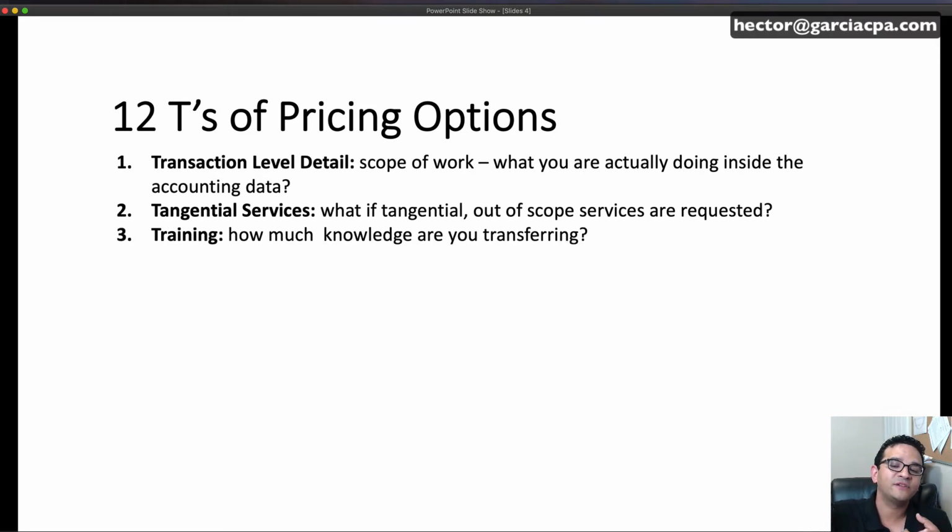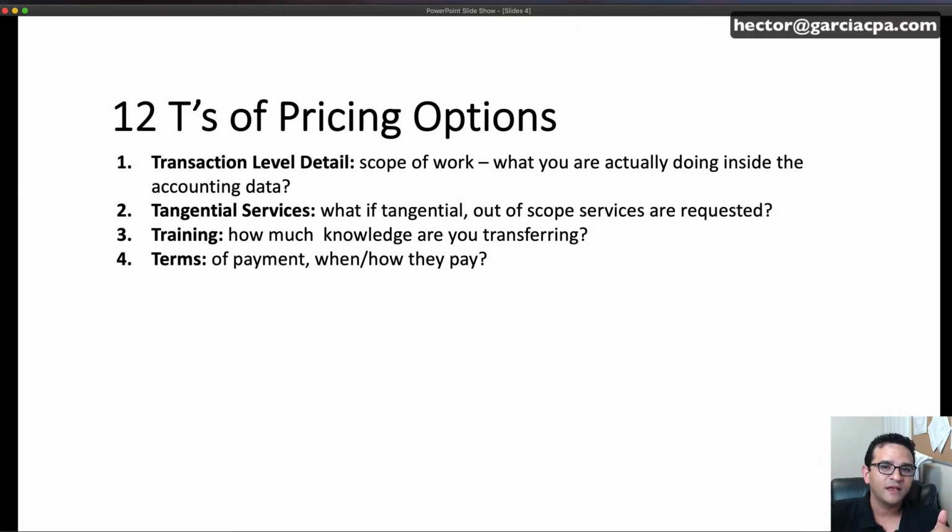Then we have training, which means how much knowledge are we transferring? Is the customer expecting us to train them, to tell them what they did wrong? Do they also want support as part of the service? Then we have terms, which could be payment terms. It could be how they pay. It could be when they pay.